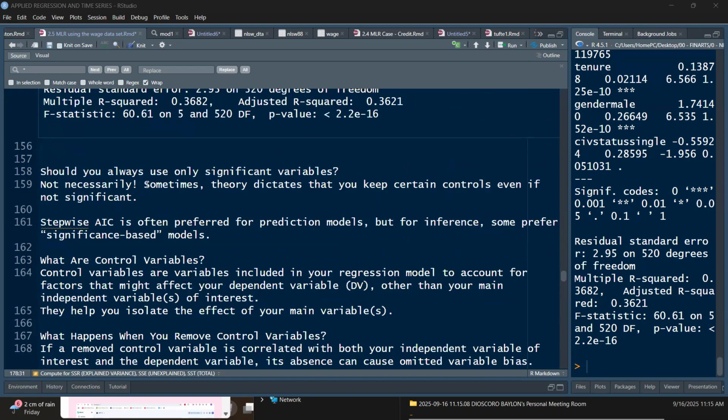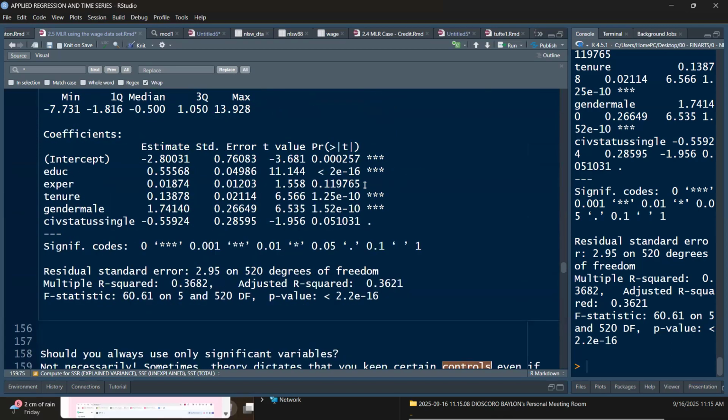So this is what I said, class. Sometimes theory dictates that you keep certain controls, even if not significant. I'll explain what control variables are, class. That's very important to understand. So let's say experience, we're including it here. Even if it's not significant, you include that. But you have to define that you're using the AIC method in order to predict your hourly wage.